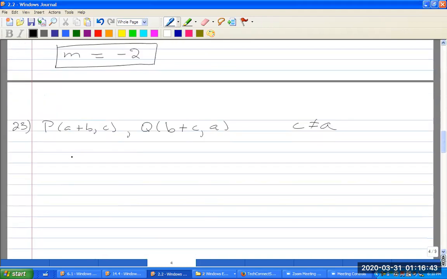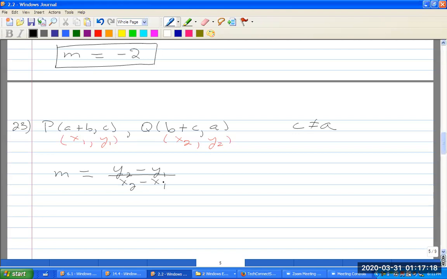Let me do problem number 23. So let's find the slope of the line through these 2 points. So let me call this, let's say x1, y1, and let's call this x2, y2. So again, the slope of a line through x1, y1 and x2, y2 is y2 minus y1 over x2 minus x1, assuming, of course, x1 is not equal to x2.